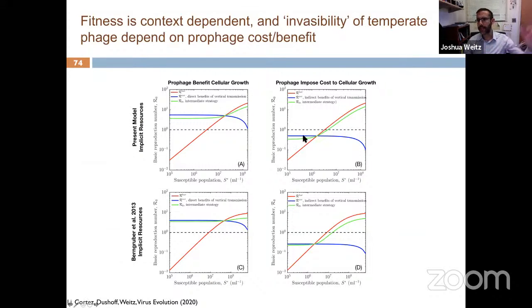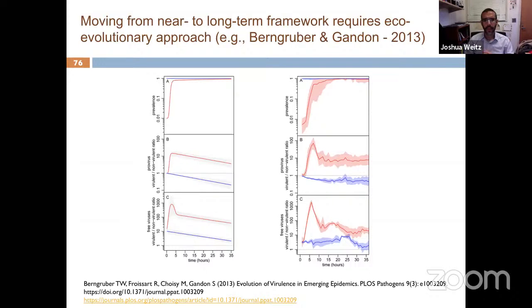As you notice here, none of them seem to be invasible. And just to point out, different model structures, some quantitative differences, but qualitatively the same answers. To think about this really does require a long-term framework.